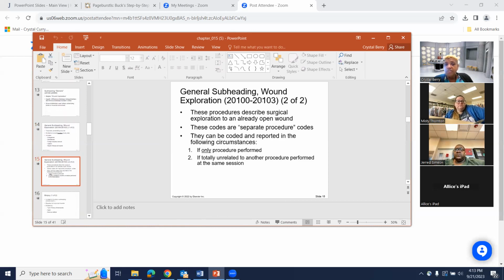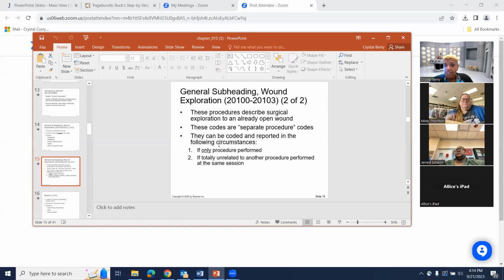General subsection continued. Still look at this code range. It's still 20100 through 20103. These procedures describe the surgical exploration of any already open wound. These codes are separate procedure codes. They can be coded and reported in the following circumstances: if only procedure performed, if totally unrelated to another procedure performed at the same session.